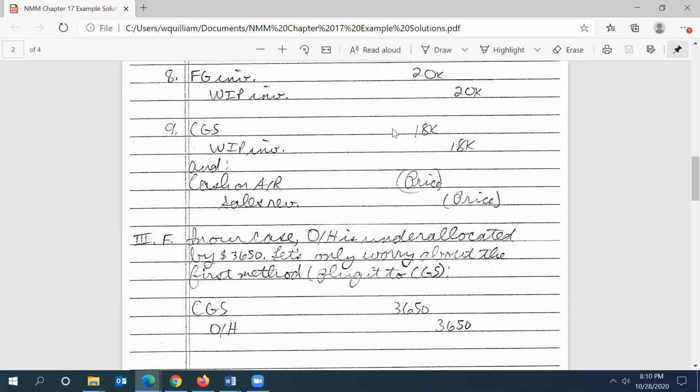So what we've done, we've increased cost of goods sold, being an expense. We have decreased finished goods inventory, being an asset. So again, it's like out with the old, in with the new.